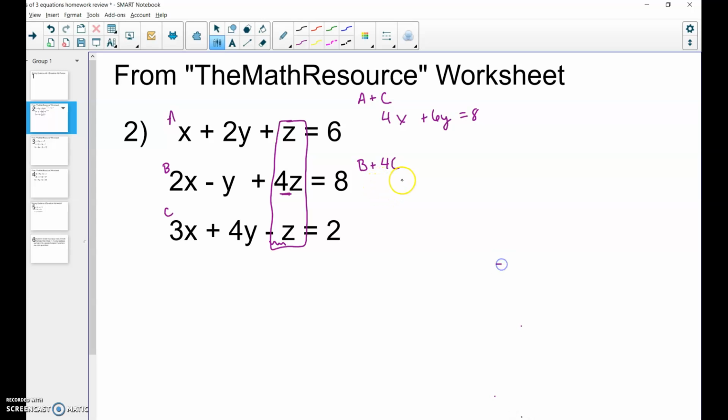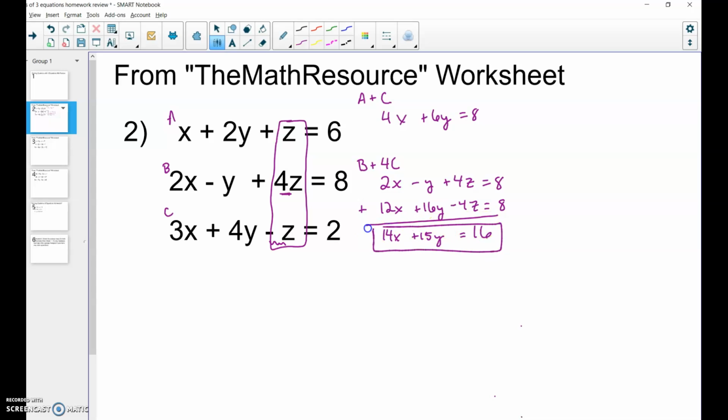So when I do that, I'm just going to rewrite these first before I add them. So multiplied by 4, I have 12x, 16y, okay, so that should be your new 2 equations that you're adding. Gives you 14x plus 15y equals 16. All right, now your next step is you have these 2 equations with 2 variables.